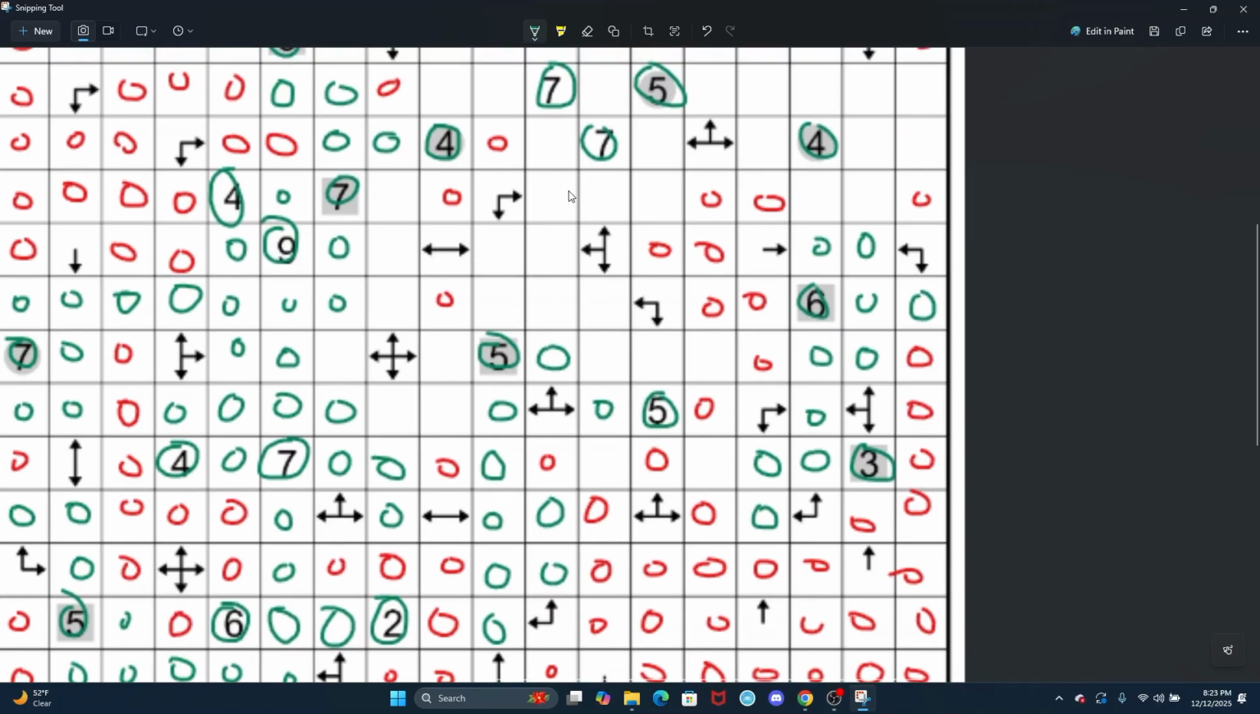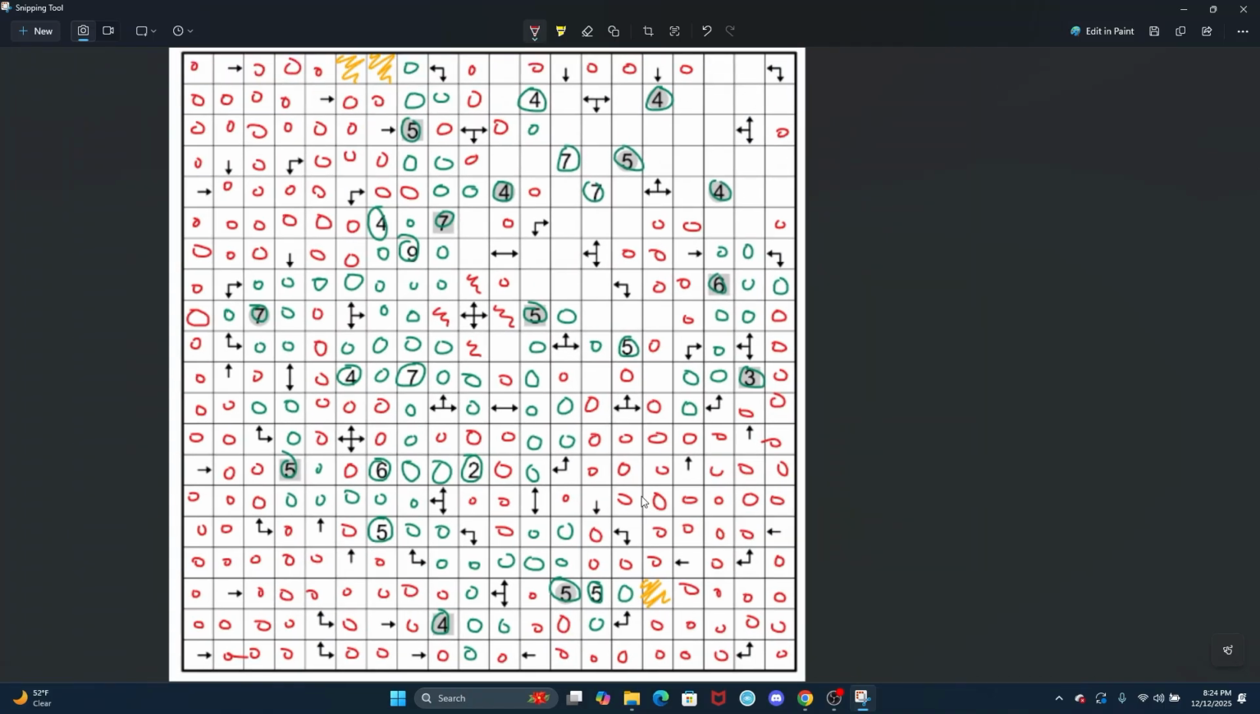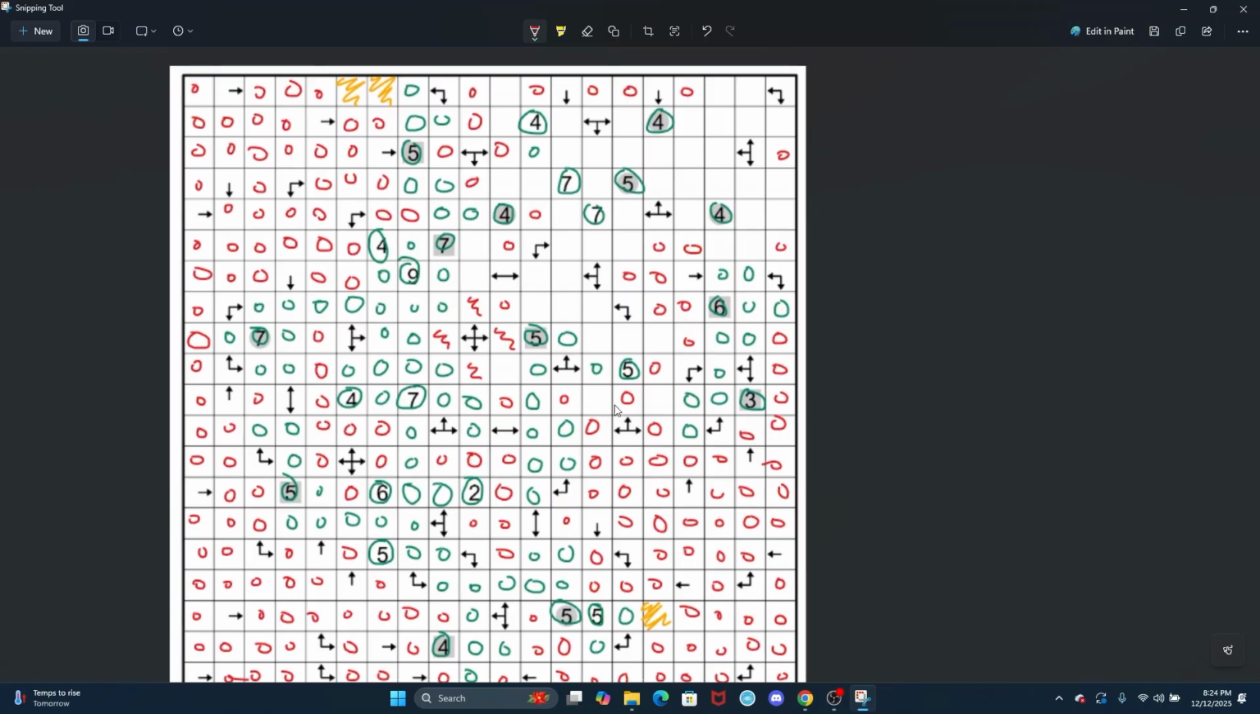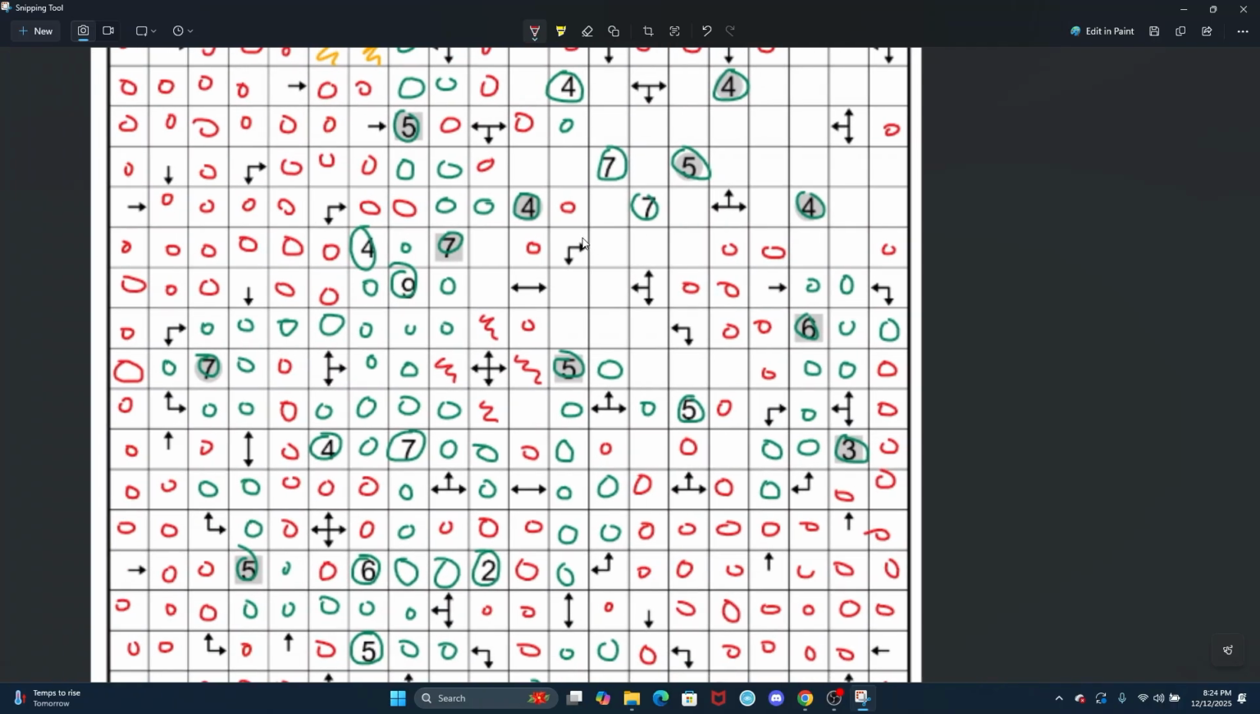I'm curious what happens if we make all of these red. I mark them like this. I can't really see any contradiction coming up from that. So it seems like it's a possibility. I guess you can't really rule that out.